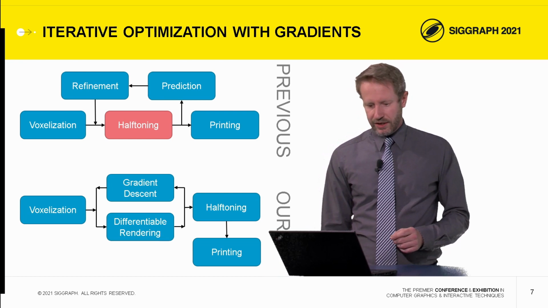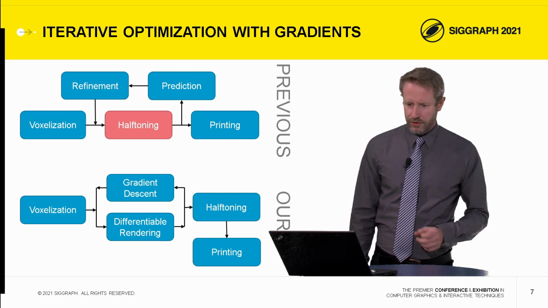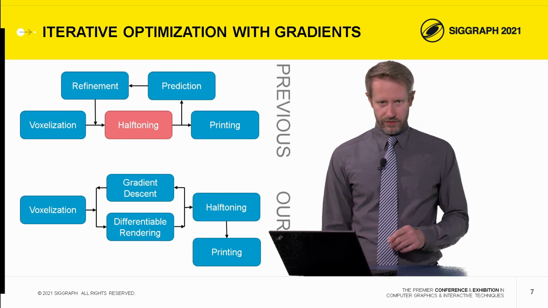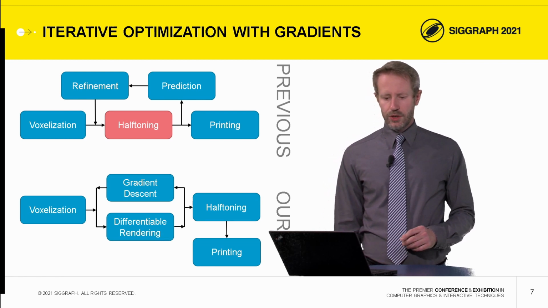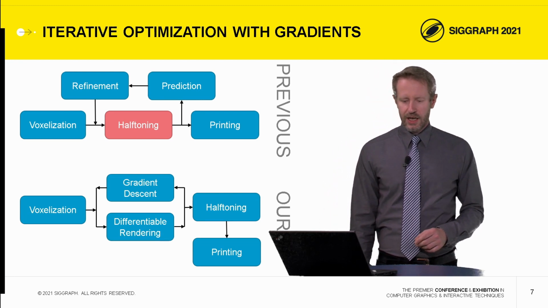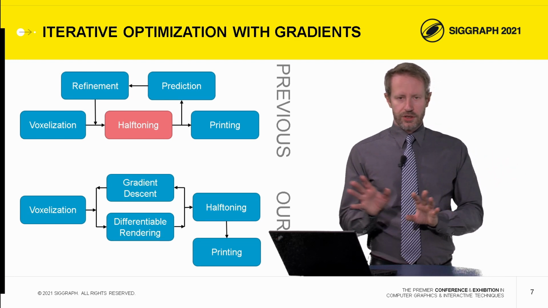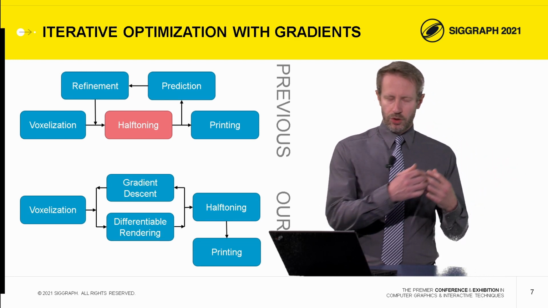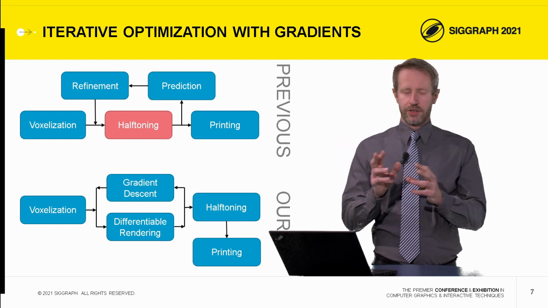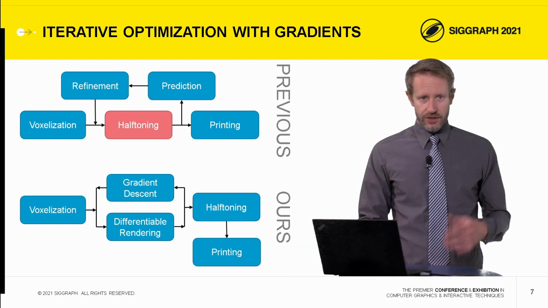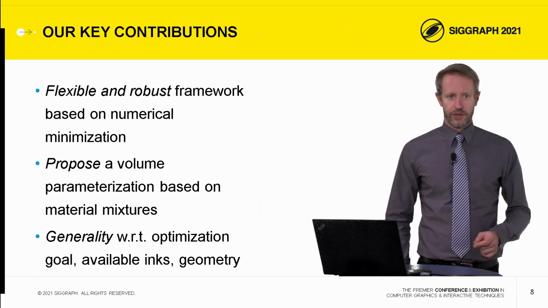Okay, so now that we have derivatives, we can replace the refinement step that was previously heuristic in nature with a cost function. And in our case, we use a custom error metric for that, which allows us to steer the optimization into certain directions, for example, favoring more the color accuracy or favoring more the sharpness and contrast of the object. So the key contributions of our work are the following.